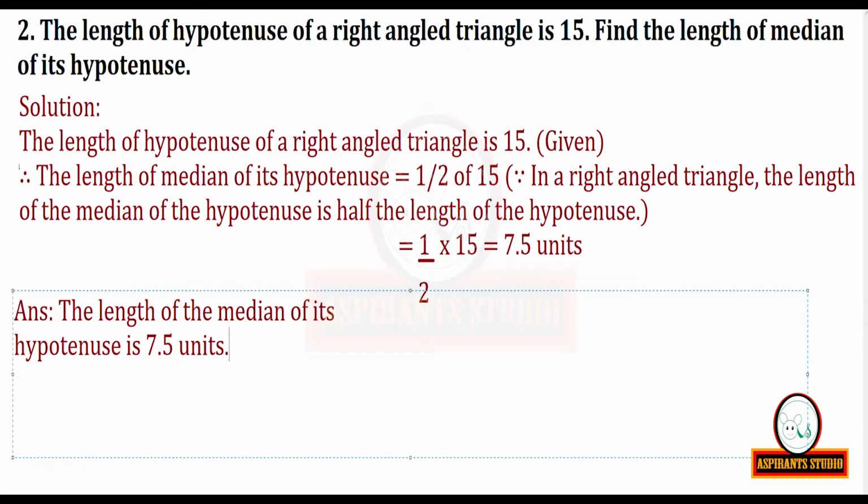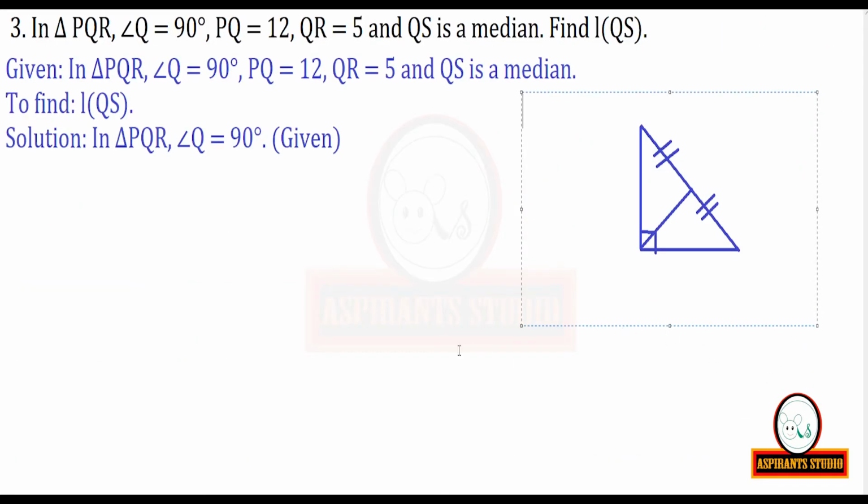Now coming to the next question. Question number 3. You are given in triangle PQR, measure of angle Q is equal to 90 degrees, PQ is equal to 12, QR is equal to 5 and QS is a median. You have to find length of QS.